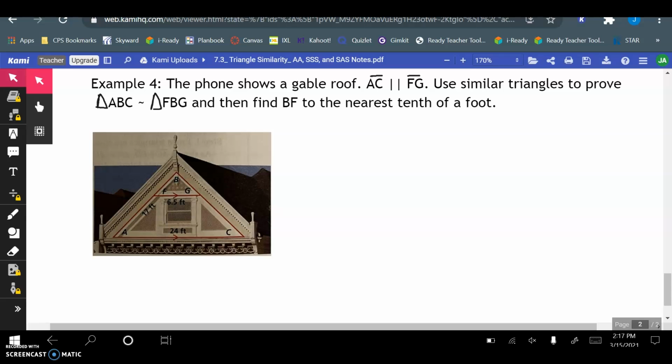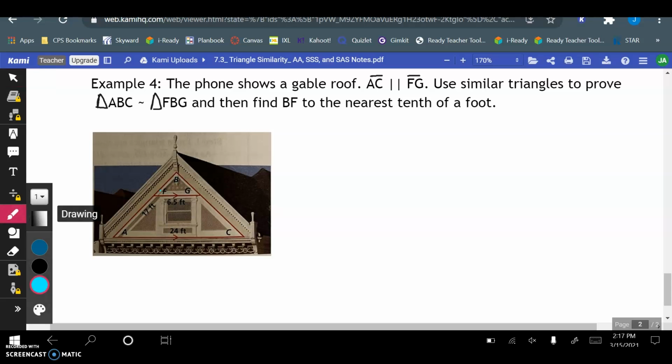So we know that angle BFG, let me find right, here we go. So this angle here is going to be the same as BAC. Because of the parallel lines, they cut that same line, and they're parallel, so they cut at the same angle, so those two angles would be the same. The same thing goes over here for G and C. Those two angles would be the same as well.